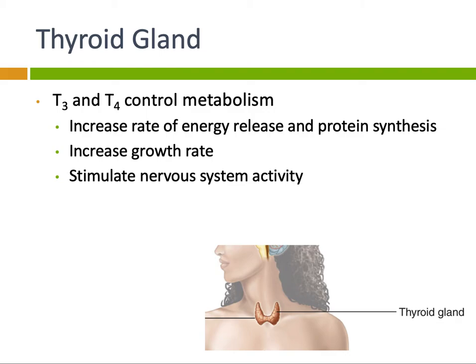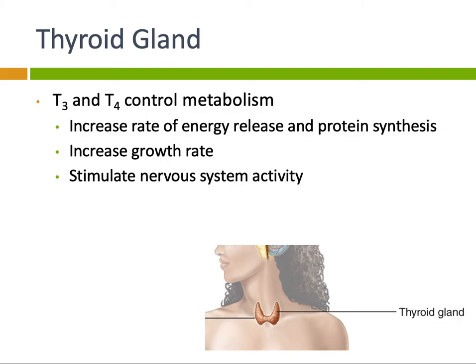The thyroid gland can be a tricky one if it's out of balance because it can very easily swing from hypo to hyper. So when people have problems with their thyroid gland, it can take a little while to figure out the right levels of medication for them.